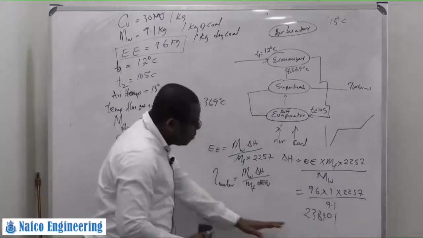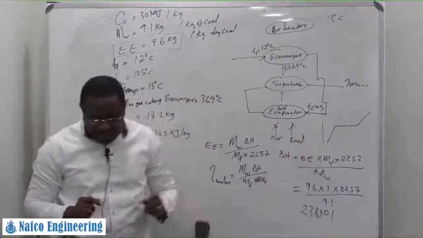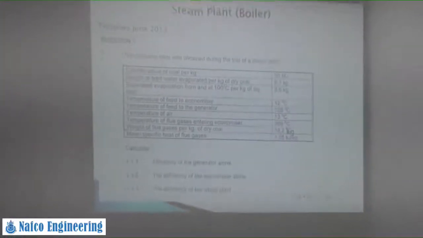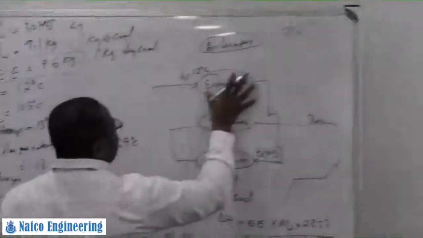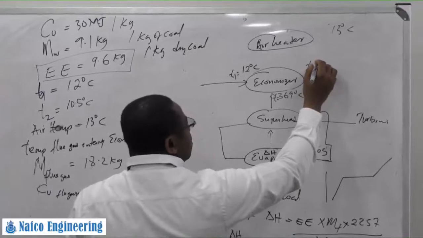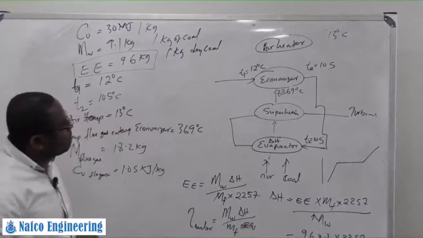Right now, so we have that. As I said, this data is here. So let's look at the next question: the efficiency of the economizer. The economizer is here, and this temperature is T2, which is 105. And we have T1.